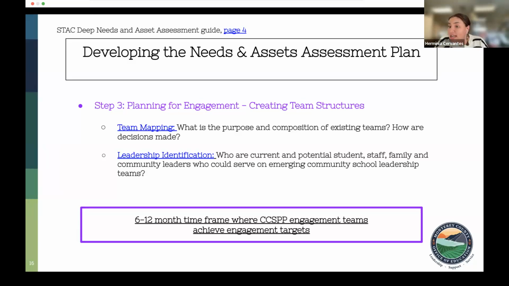That could be school site council, that could be meetings that are already taking place, how are decisions being made, and also identifying leaders in our community or in our school that are going to help us disseminate the surveys and really help us gather that data, the interviews, whatever method we choose to have. And again, just a reminder that this process does take 6 to 12 months, but it's really about engaging stakeholders and really achieving the targets.